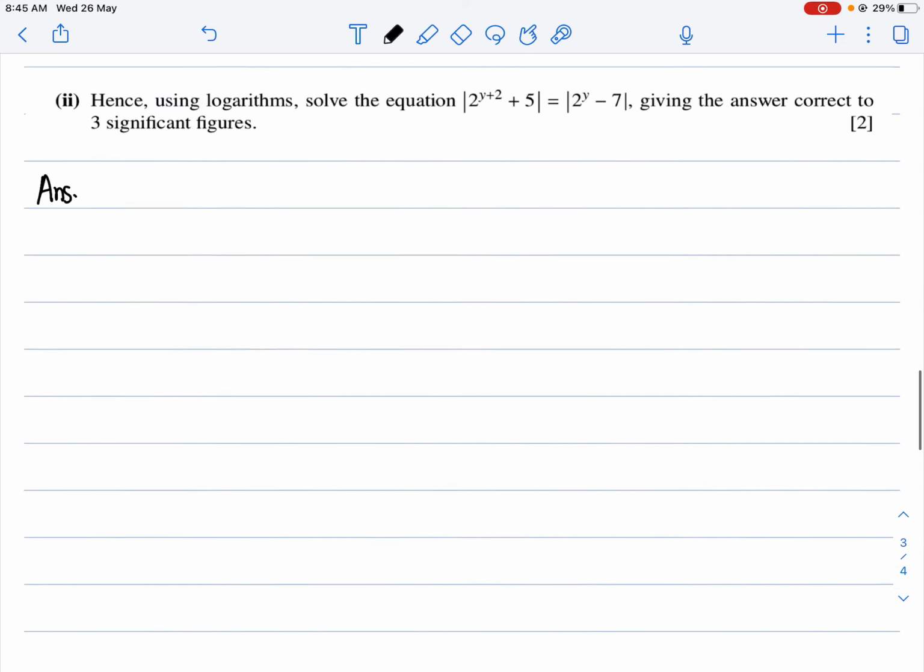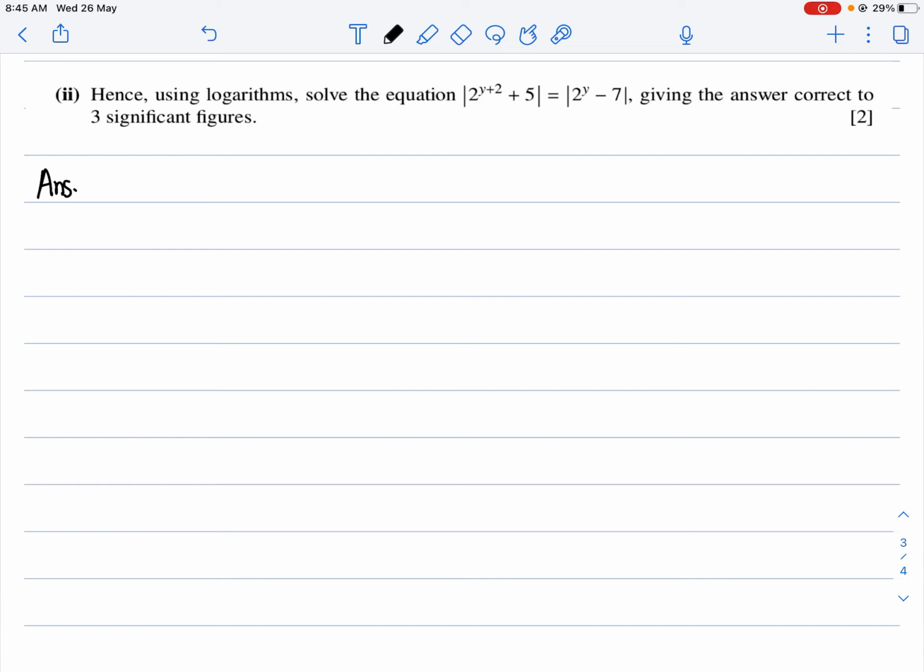Now, using logarithms, solve this. If you see, this can basically be written as 2 raised to y into 2 raised to 5, correct? Because that's the log property: a raised to b plus c can be written as a raised to b into a raised to c. Plus 5, which is equal to, sorry, this is the mod sign, not the bracket, equals 2 raised to y minus 7.